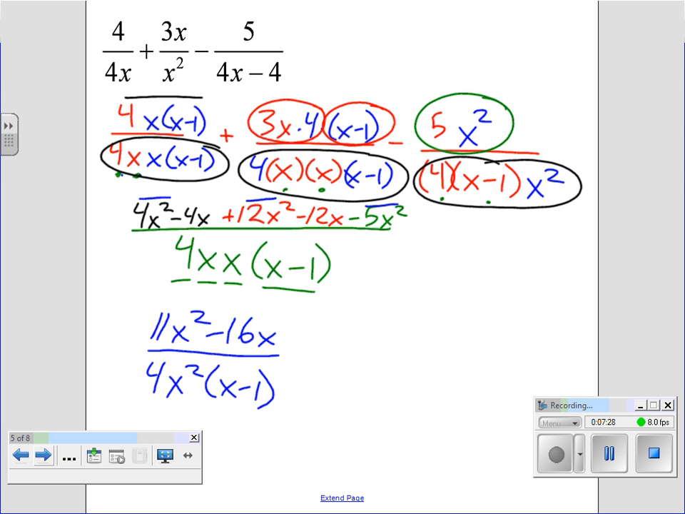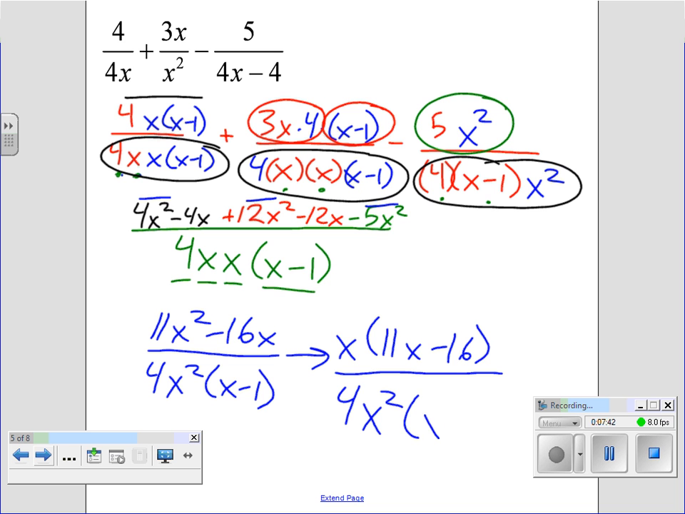Now again, notice I left in the factors. What can I do at the top? I can factor out an x. So now I'm left with 11x minus 16 over 4x squared times x minus 1 there. Okay, now what can I reduce here? That x is now gone, and it cancels with 1 of the x's there, and there is your final result.